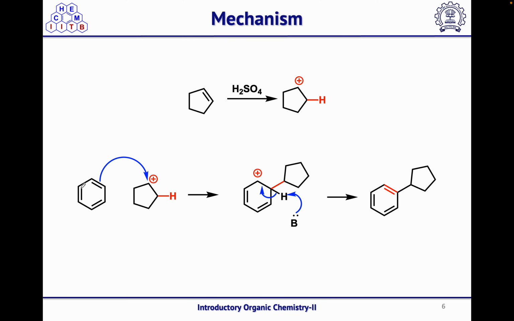Then the electron-rich benzene ring will attack on this carbocation. It will result in formation of this intermediate species. Then the base, or like a water molecule, will attack on this proton, and electron density will be pushed in this direction so as to neutralize this carbocation, and aromaticity will be regained. So the resultant product is aromatic, a cyclopentane attached to this benzene.